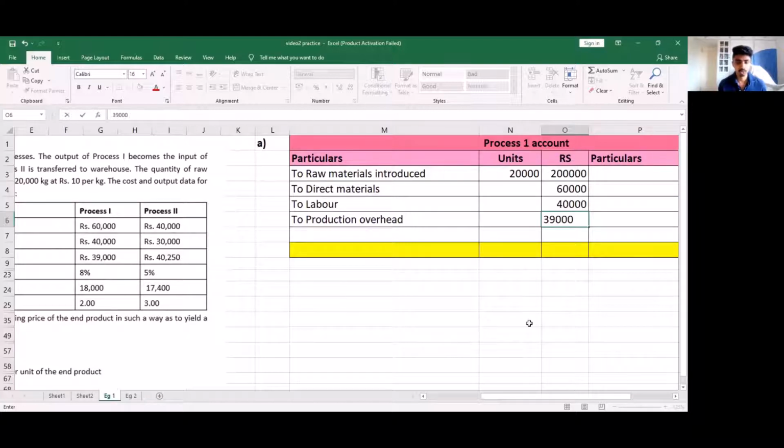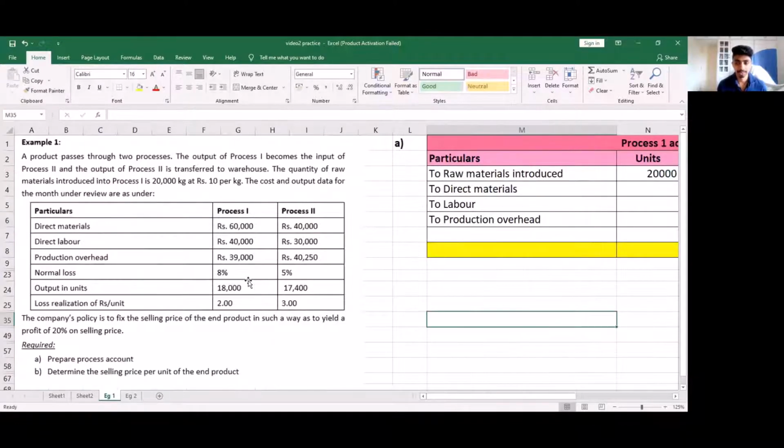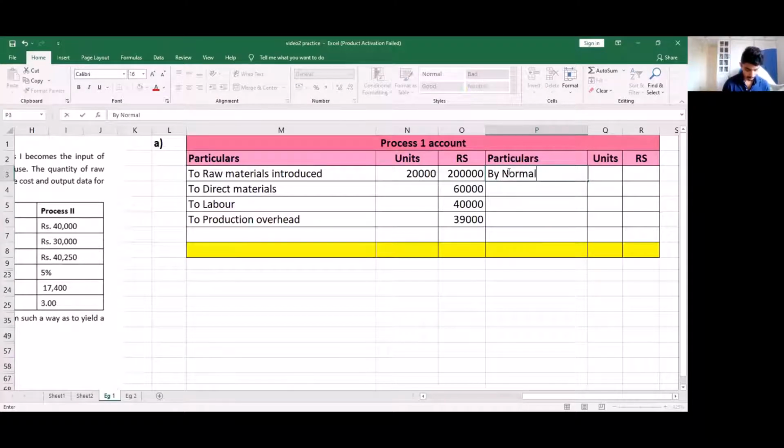Okay. So now moving on, we have normal loss. So normal loss is given as 8%. So what is 8%? 8% of what? 8% of units introduced, that is 20,000. So we write by normal loss. So this normal loss is nothing but the normal loss realization. If you don't know what normal loss realization is, it's how much value you get back for selling this scrap. For more details on this, you can check out my previous video on the basics of process costing.